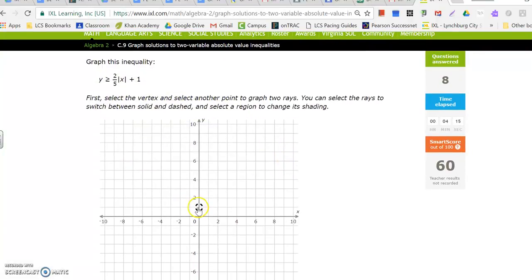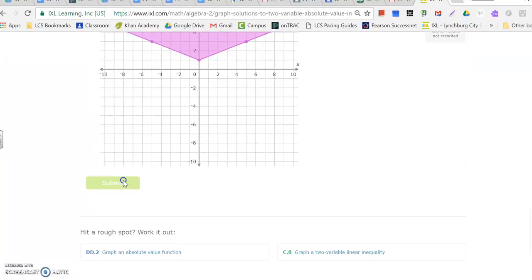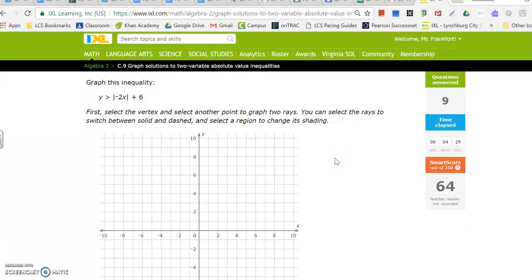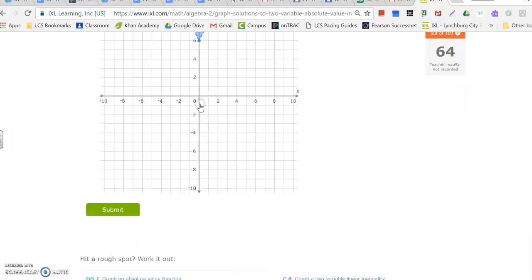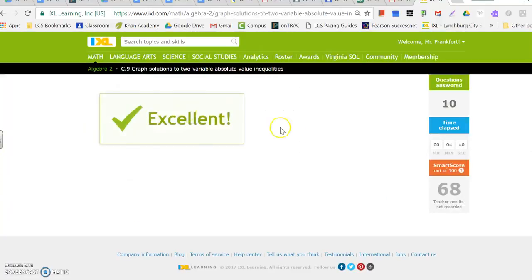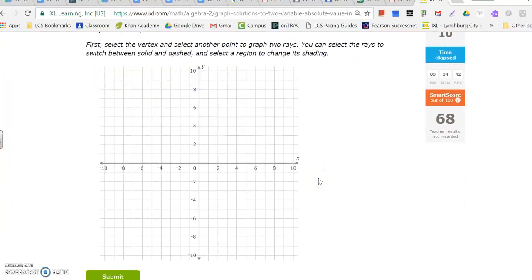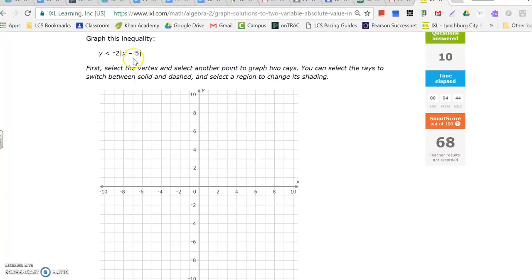Two-fifths x plus 1. They just do not want to give me one of these negatives where it flips upside down. So I used a 2/5 slope there, and because it's greater than or equal, I'll shade above. Another negative on the inside that won't matter. Let's make it a dotted line. Graph greater than. Finally, a negative. So I shift 5 to the right.